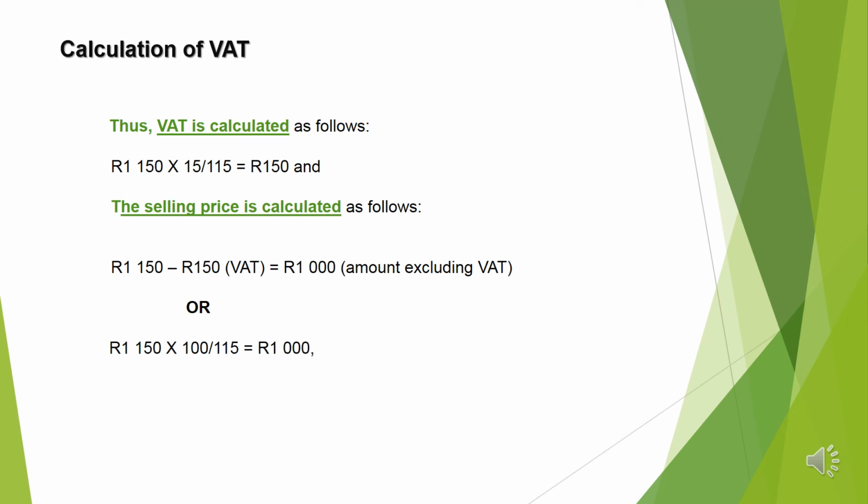VAT is therefore calculated by dividing 1,150 Rand by 115 and multiplying the answer with 15. The VAT amount is 150 Rand. The original selling price, exclusive of VAT, can now be calculated by deducting the 150 Rand VAT from the 1,150 Rand that was inclusive of VAT, or dividing 1,150 Rand by 115 and multiplying with 100. The selling price excluding VAT is 1,000 Rand.